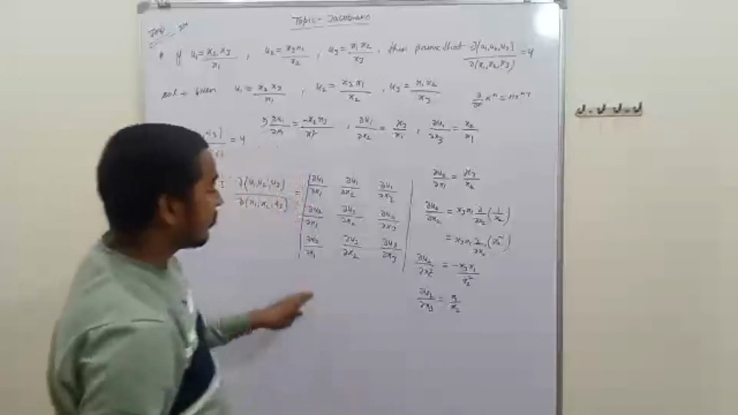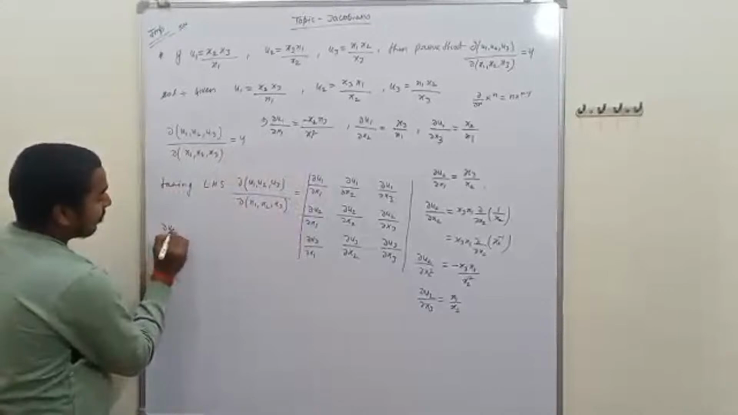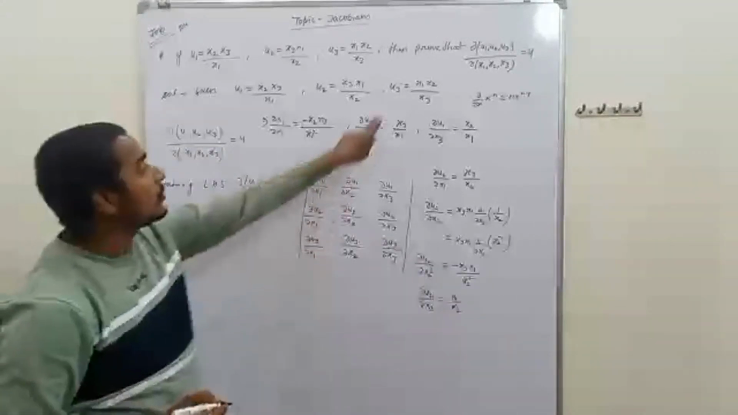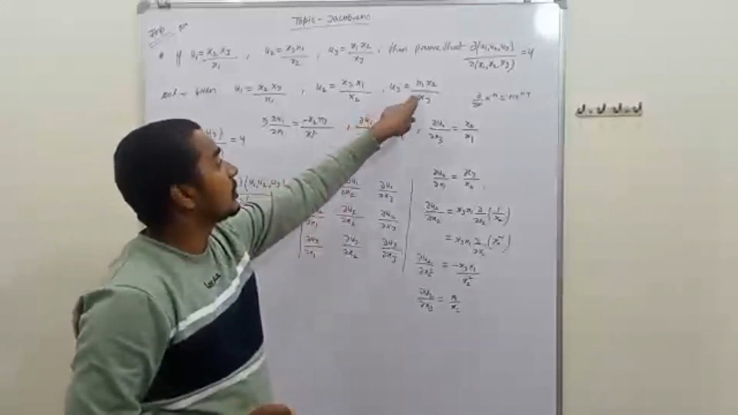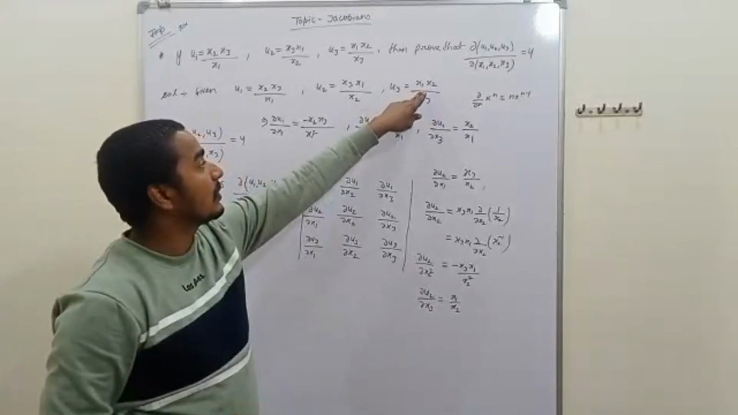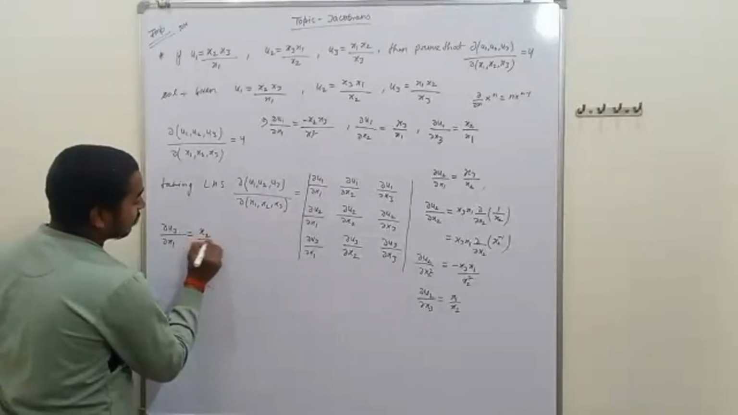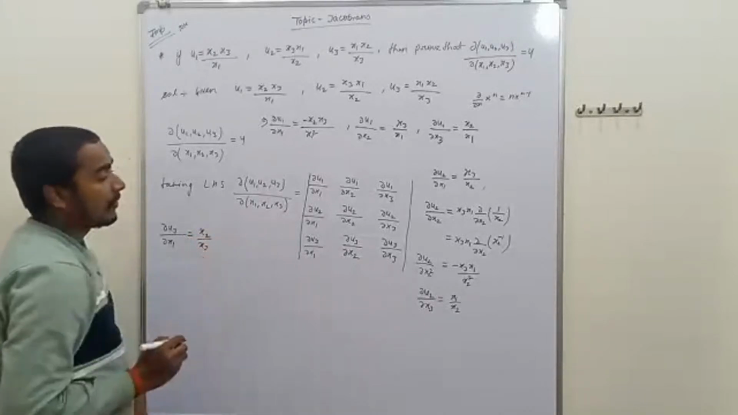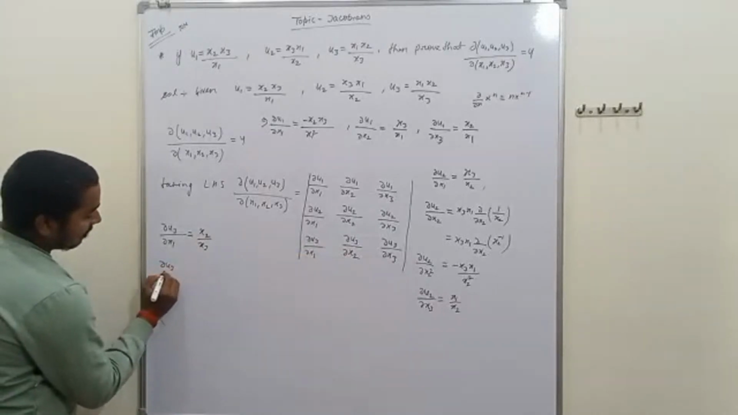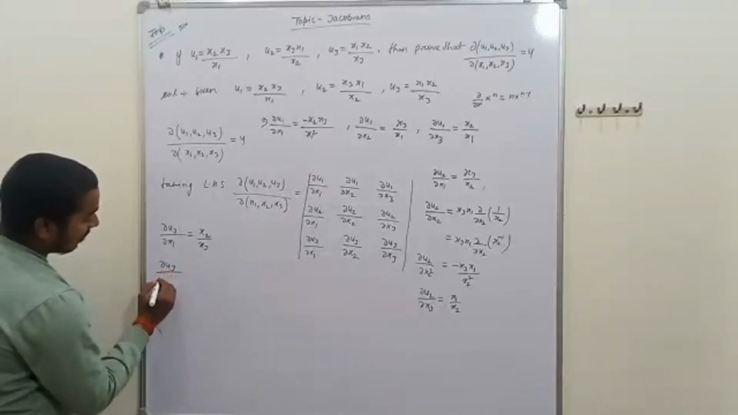And further we have to find del u3 upon del x1, that is the value of u3 differentiating partially with respect to x1. Here x1 differentiating partially with respect to x1 is 1, and x2 and x3 are taken constant, that is x2 upon x3, and further we have to find del u3 upon del x2.